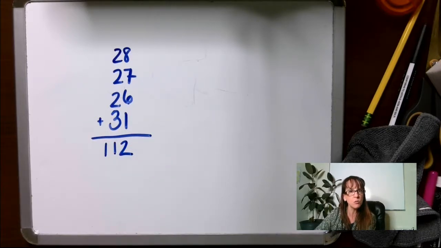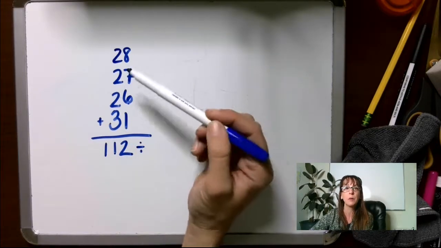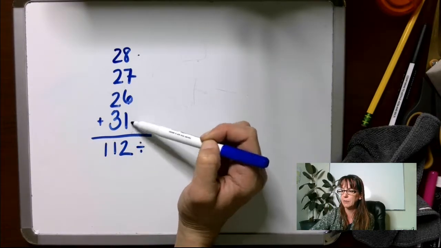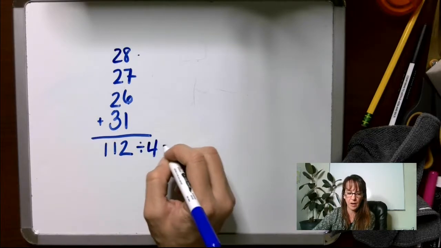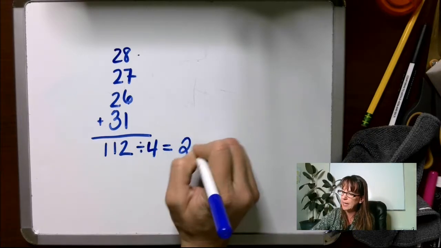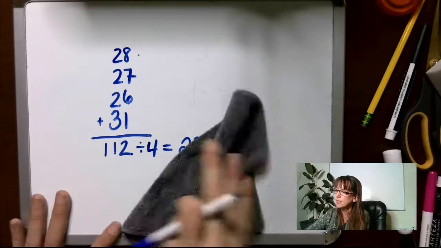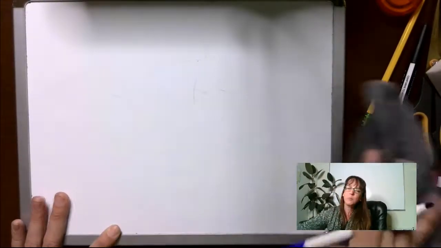But there are not 112 students in each classroom. No. We have to divide by the number of numbers, 1, 2, 3, 4. And when we divide by 4, we get 28 students per classroom.